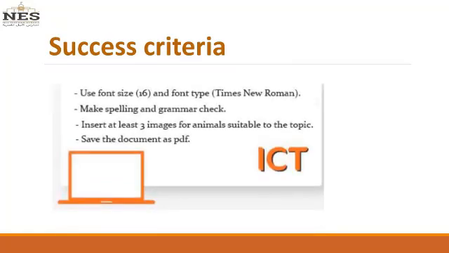So our success criteria here, we have points, we must take care about it. Our font size must be in 16 here, and the font type is Times New Roman, this font type. Make spell checking and the grammar check. Insert 3 images for 3 animals suitable to the topic, and save the document as PDF in the final when you are finished.